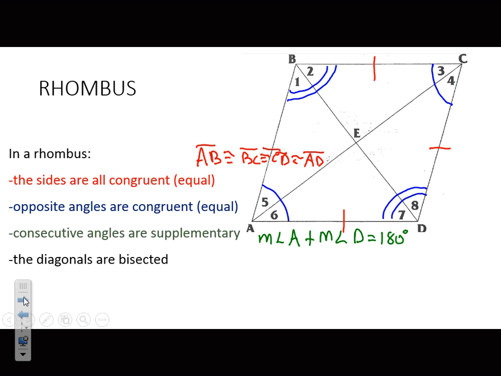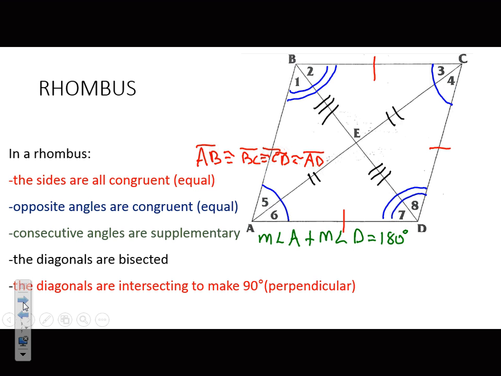Now, our diagonals are bisected. So that means that they are congruent. So if we look here, AE is congruent to CE, and BE is congruent to DE. And last but not least, the diagonals are intersecting to make 90 degrees, so they're perpendicular. So if we look at this, where they intersect right here at E, all of these angles are going to be 90 degrees. So all the way around this, we're going to have 90-degree angles where they're intersected.